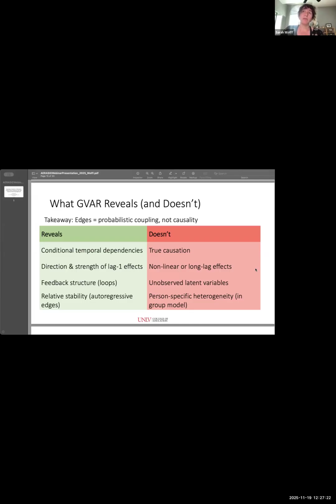So when we interpret these networks, I like to read them as maps of short-term coupling among observed variables, not necessarily as full causal systems. And that distinction helps keep inferences strong, but necessarily cautious. This is not idiographic, right? So it's group level aggregation.